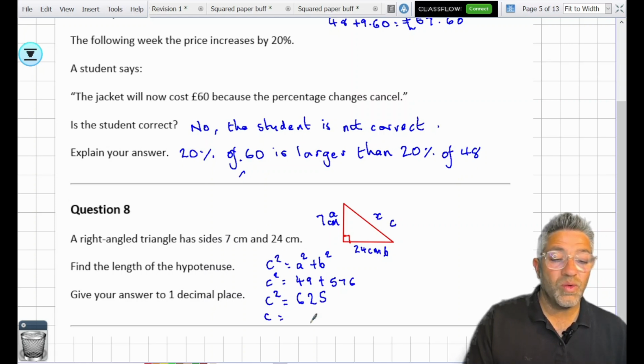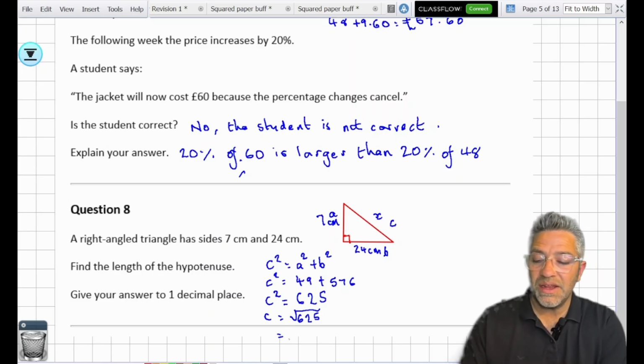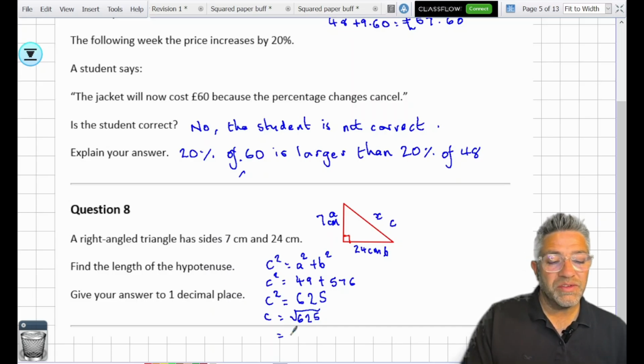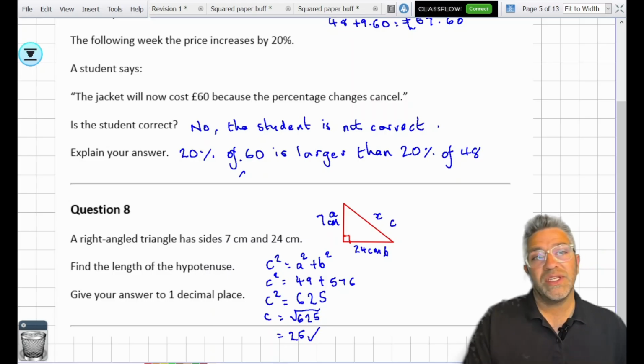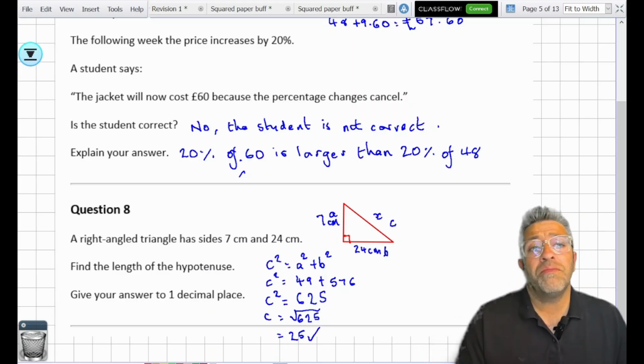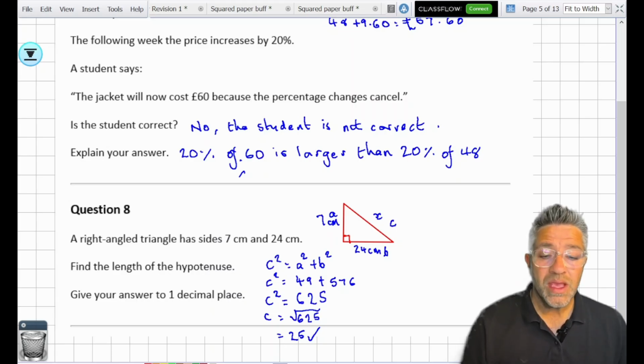We then must work out the square root of 625. And again, take every opportunity you can just to practice using your calculator. I know some of you will be tempted to do that in your head. It's quite a straightforward square root, but we get 25 centimeters. So a little bit of recap there on Pythagoras' theorem.